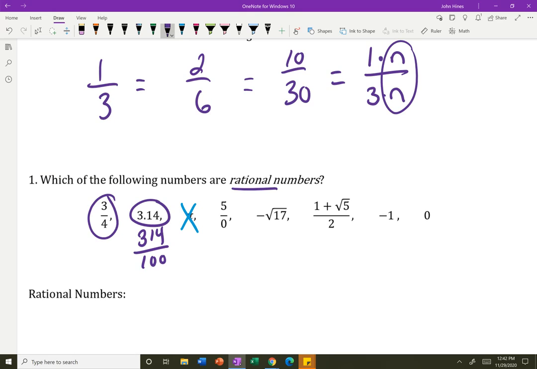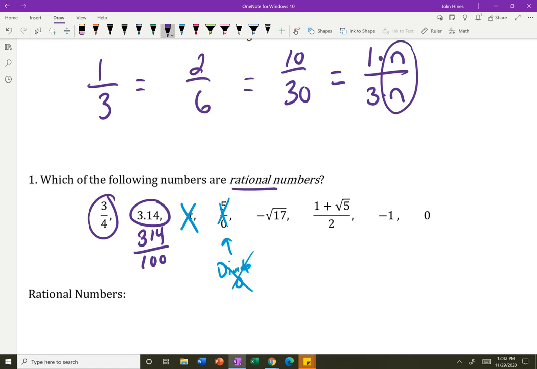If I have 5 cookies divided between my 0 friends, that's not a thing. You cannot divide by 0. Dividing by 0 is no good. And that's going to continue to be the whole theme of this week.